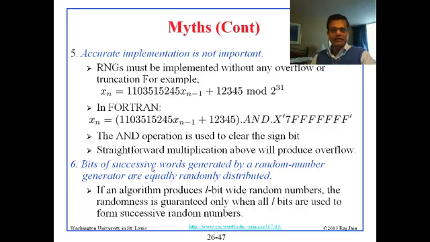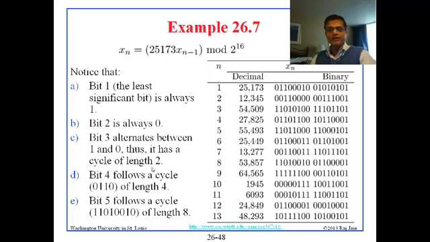Finally, the bits of successive words generated by a random number generator are equally randomly distributed. While the numbers are randomly distributed, the bits are not. And that's important to see from the example here. So here is the random number generator, and here are the numbers. So for n 1, 2, 3, 4, 5, 6, 7, you get the decimal number 25,173, and you get the binary number which is shown there. Now, if you take millions of these decimal numbers, you will see that they pass the uniformity test. However, you look at the binary bit.